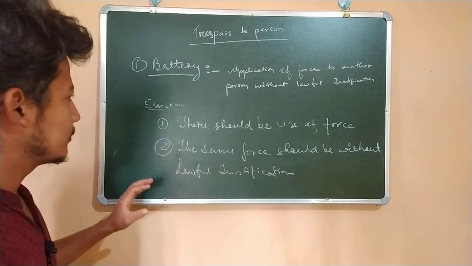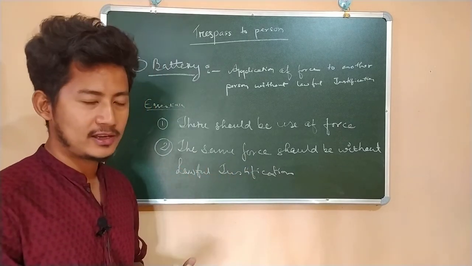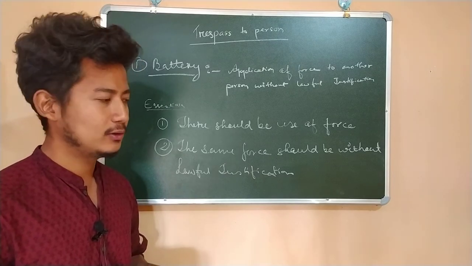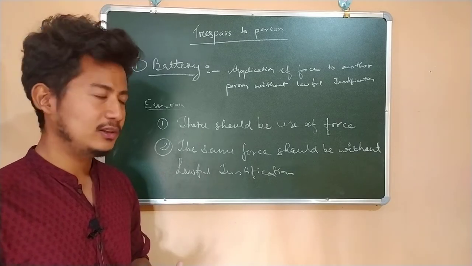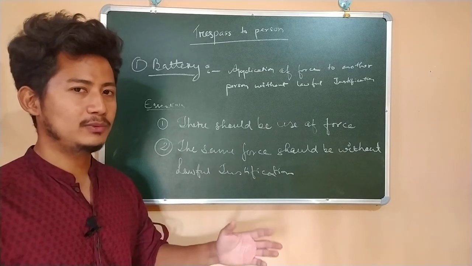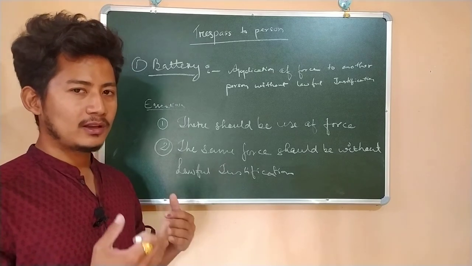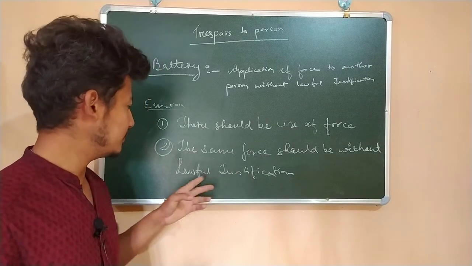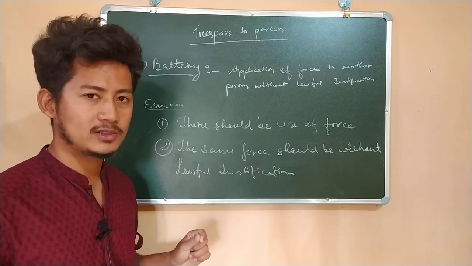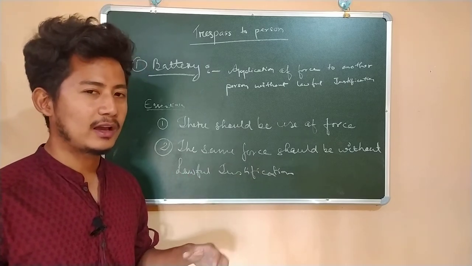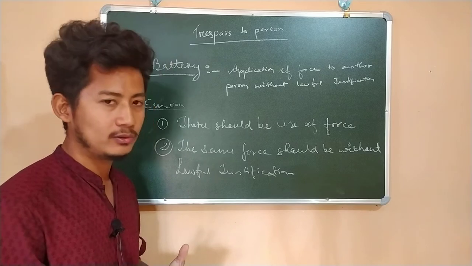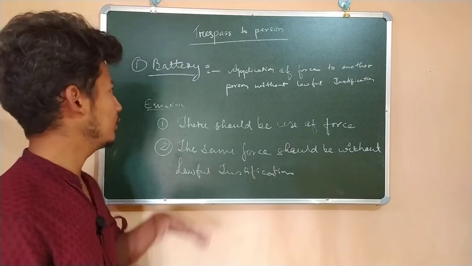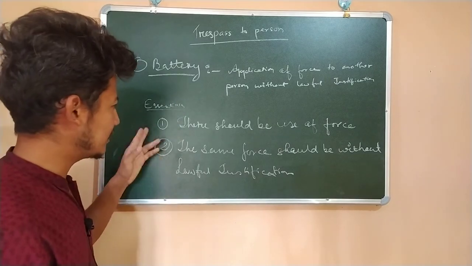Suppose I exercise a force on a certain person, and I was authorized by the law, suppose I am a policeman, and I intentionally use force against a certain person. That means I have not committed the tort, because I have a lawful justification for that act. But if I, being a normal person, exercise force against another person, I have committed the tort of battery. Let's try to understand one by one.